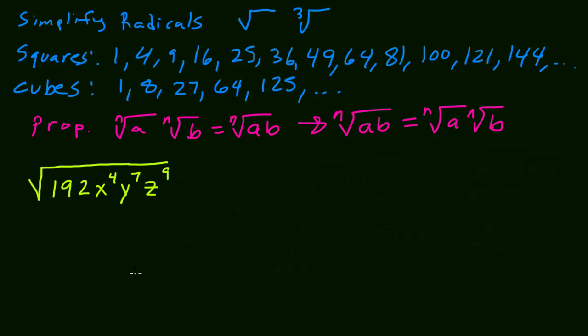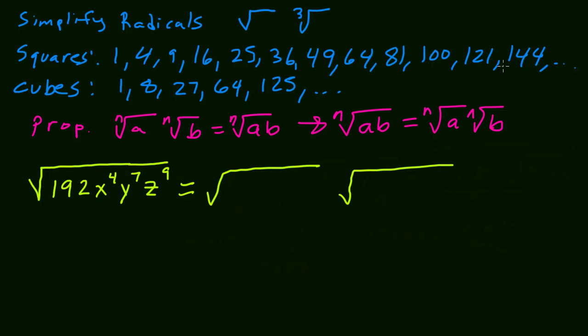Alright, for our next example, we're going to have the square root of 192, x to the 4th, y to the 7th, z to the 9th. And again, to do this, we're going to set up 2 square roots and do it one step at a time. First off, looking at the coefficient, looking at 192. What's the biggest square that would go into 192?